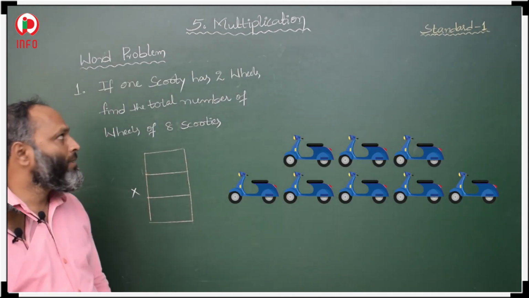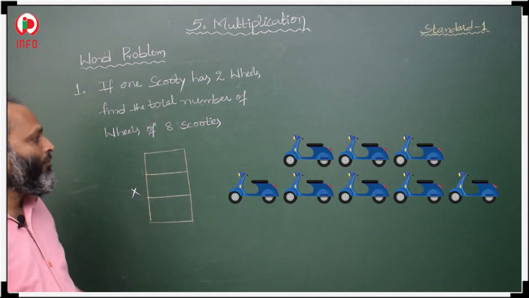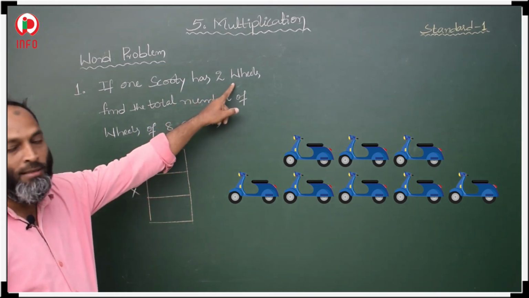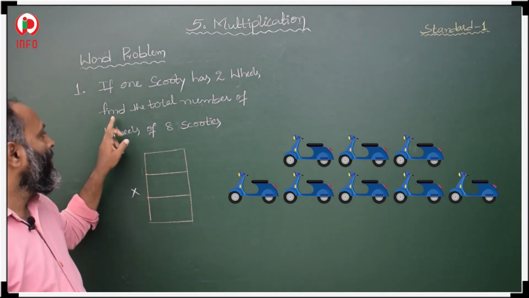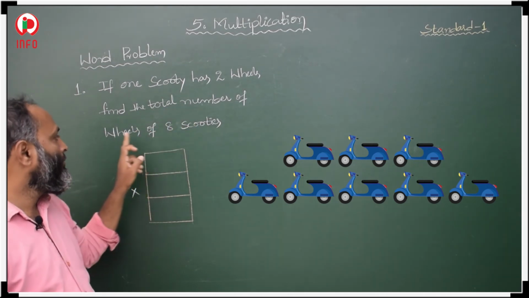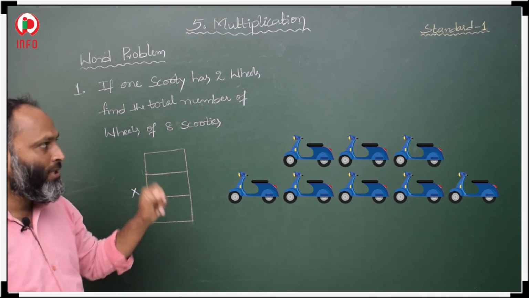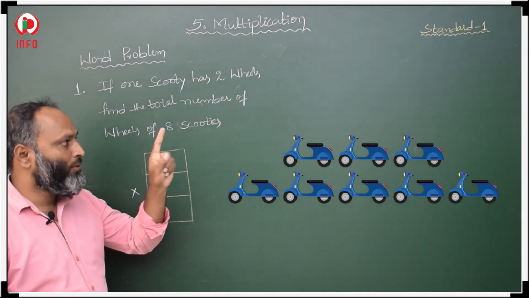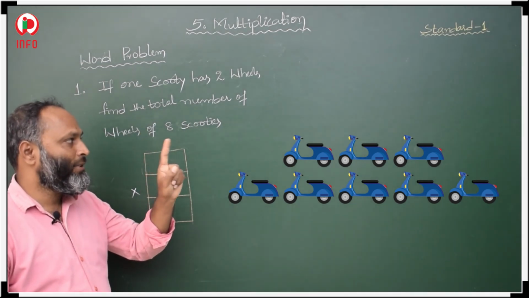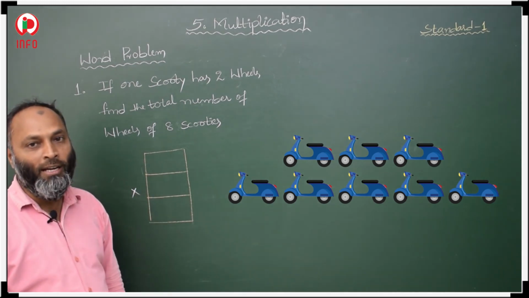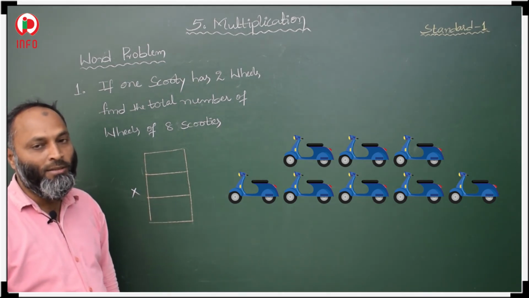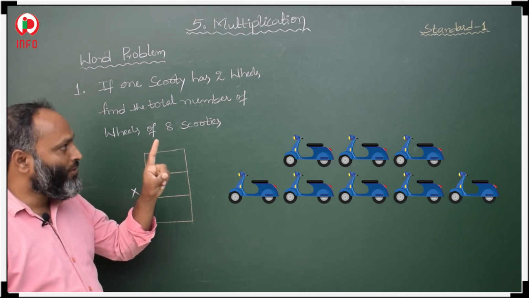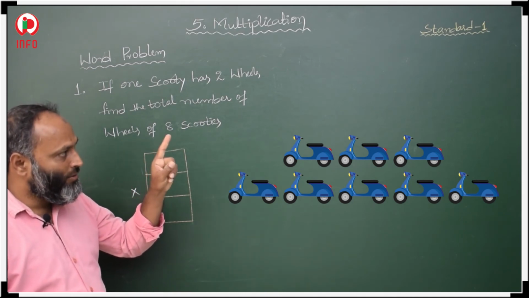Now children, see here. One scooty has 2 wheels. How many wheels? 2 wheels. Find the total number of wheels of 8 scooties. See here in the picture, how many scooties were there? Total 1, 2, 3, 4, 5, 6, 7, 8. Total 8 scooties were there. See once again, one scooty has 2 wheels.